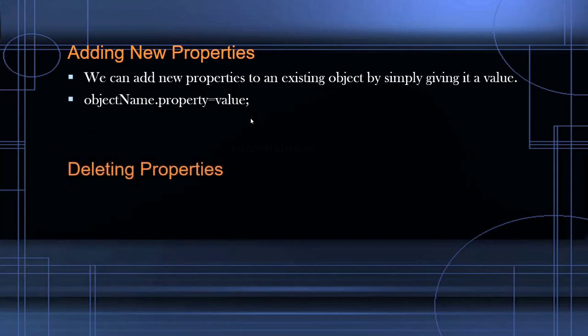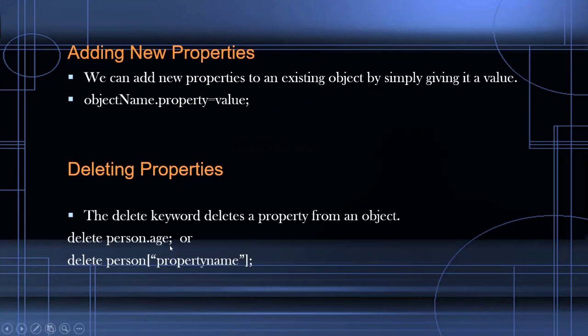And also we can delete properties. Deleting properties can be done using the delete keyword. I can write delete, object name dot the particular property name. I can also delete in this way: delete person, and inside square brackets, in double quotes, I give the property name. We can add properties to an object and also delete them.